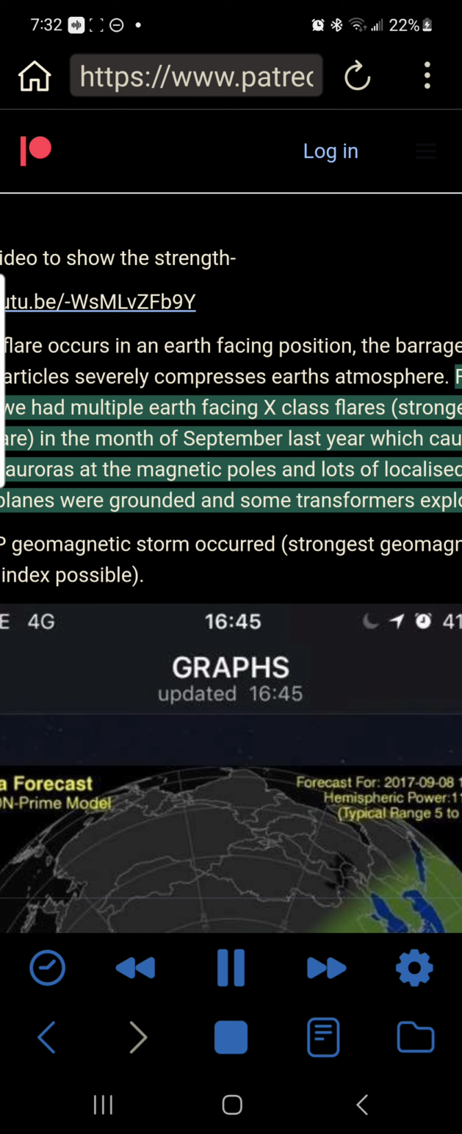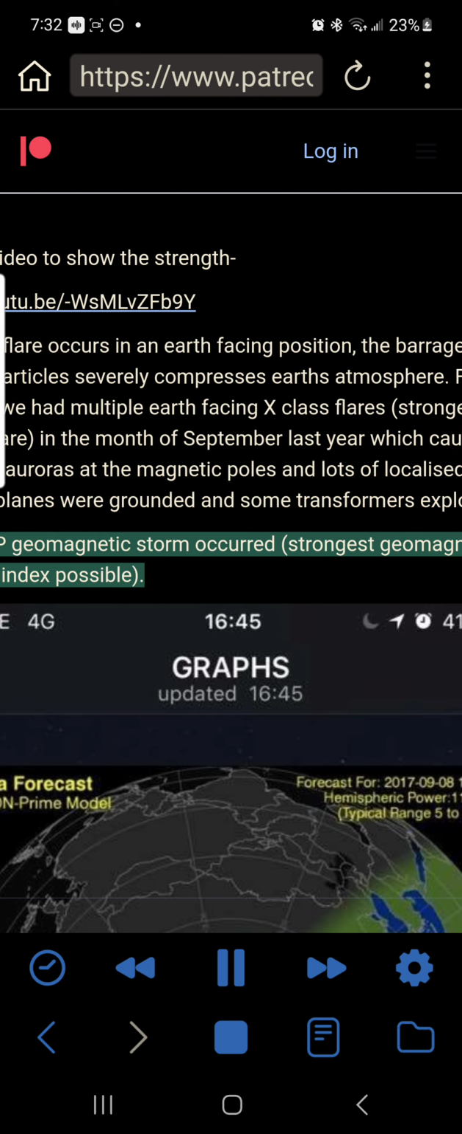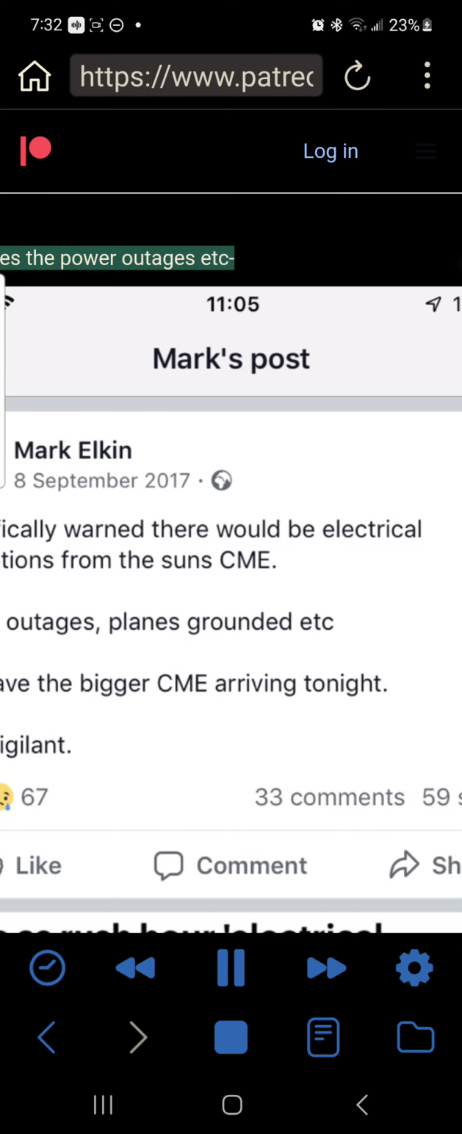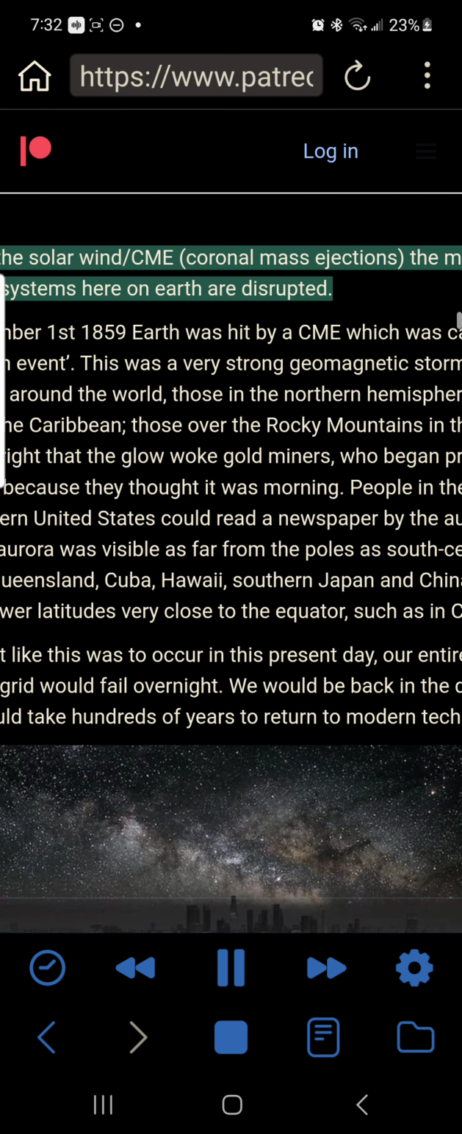For example, we had multiple Earth-facing X-class flares, strongest classed flare, in the month of September last year, which caused incredible auroras at the magnetic poles and lots of localized power outages. Planes were grounded and some transformers exploded. A level 9 kp geomagnetic storm occurred, strongest geomagnetic storm kp index possible. This causes the power outages, etc. The stronger the solar wind, CME, coronal mass ejections, the more our electrical systems here on Earth are disrupted.